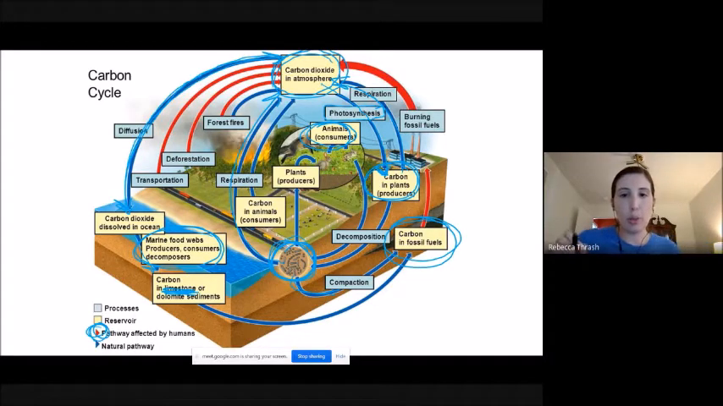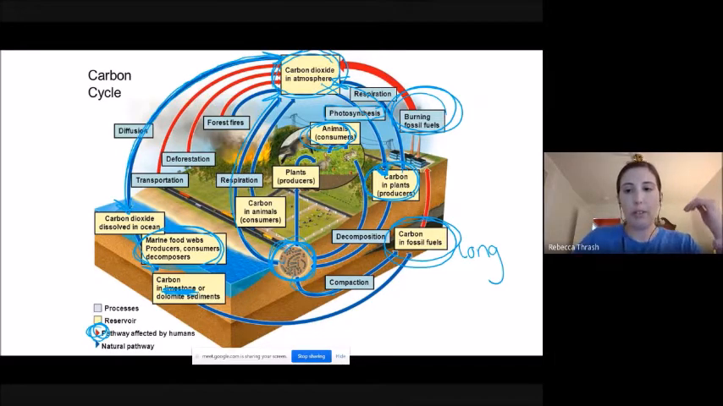So, of course, the most impactful thing that we do is burning of fossil fuels. So remember, this was a long-term storage. So this is carbon that has been in the ground for a really, really long time and has not been in the atmosphere, being exchanged by plants and other consumers. So once we dig these up and expose them and then burn them, we are adding a lot of carbon dioxide in the atmosphere that had been stored for a really long time.